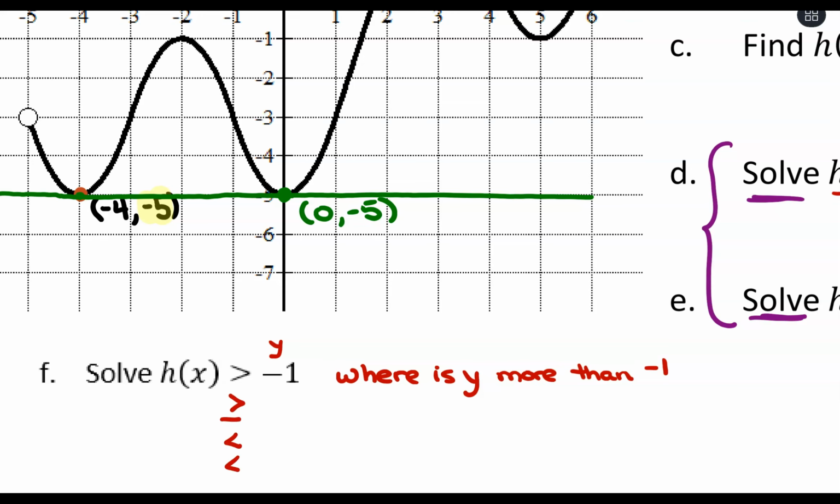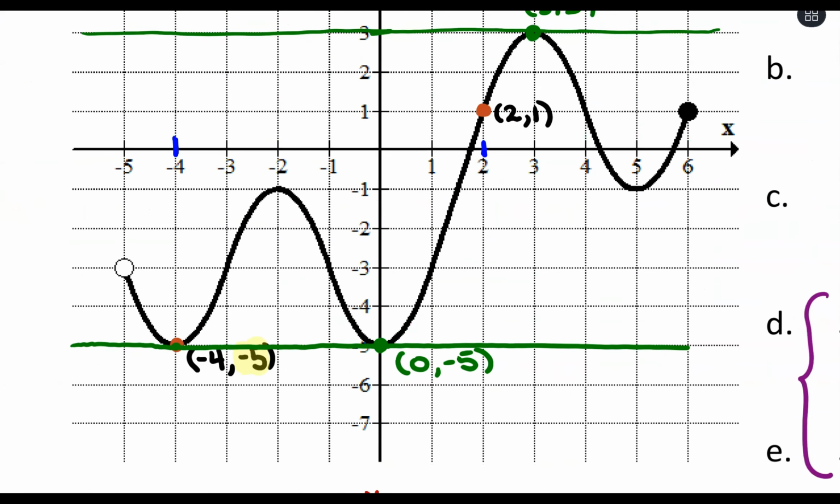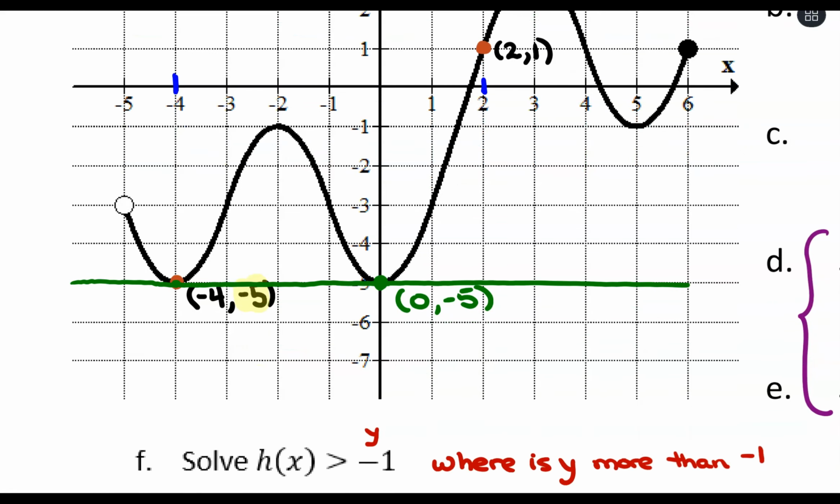We could look at less than or equal to, lots of possibilities there. But for this case, we're just going to look at more than -1. So I'm going to do similar to where we solved for an exact value. I'm going to draw this horizontal line at -1. So let's go here and across.